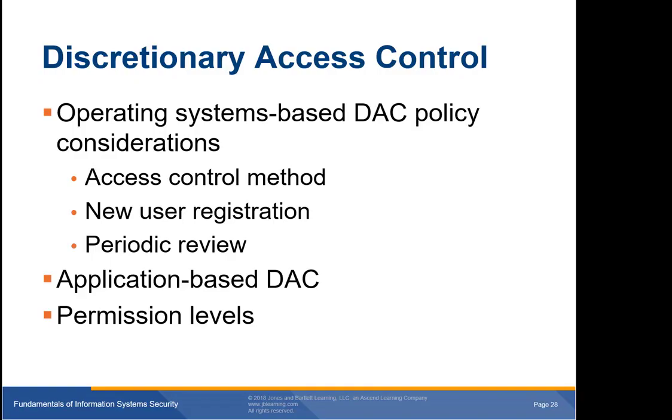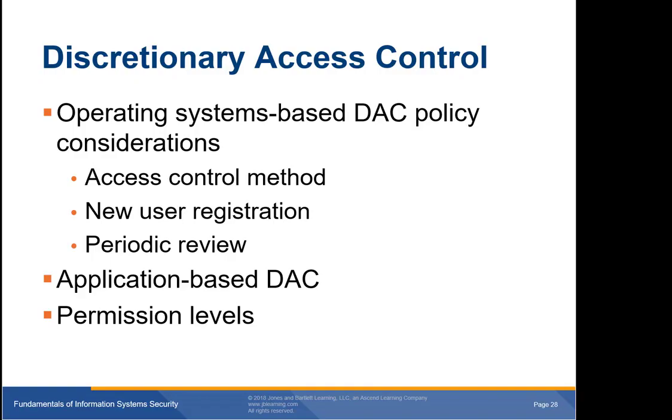First is access control method. Today's operating systems contain access control settings for individual users, like rule-based, or for groups of users, like role-based. Which method you use depends on the size of your organization and the way specific access rights need to be assigned for individuals or roles. Second is new user registration. When new users are brought into an organization, their user accounts must be created. This can take a lot of time. It must be done quickly, however, so new people can do their jobs. User registration must be standardized, efficient, and accurate.